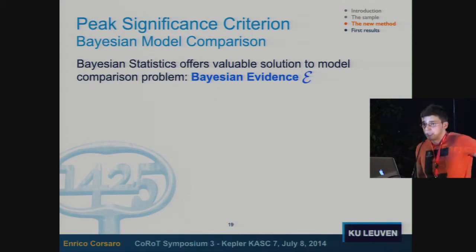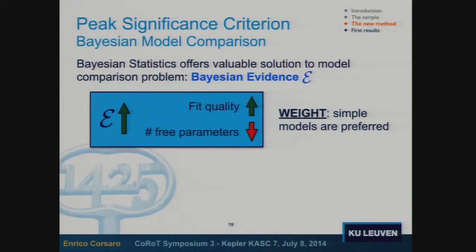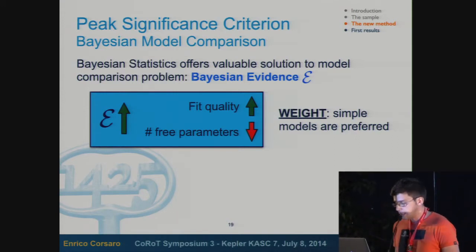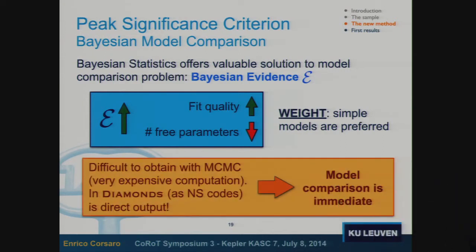And concerning the peak significance instead, we again recall the concept of the Bayesian evidence, which is provided in Bayesian analysis. Bayesian evidence is a dimensionless quantity that increases as the fit improves and decreases with the increasing number of parameters of the model. So simple models are preferred in general, and it's a weight of the model that we want to fit. This is difficult to compute with standard MCMC because it's a very expensive computation, but with DIAMONDS and nested sampling codes in general it is a direct output. So model comparison becomes really easy.